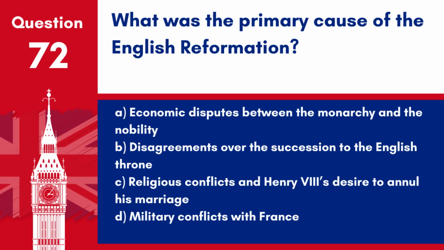Question 72. What was the primary cause of the English Reformation? A. Economic disputes between the monarchy and the nobility. B. Disagreements over the succession to the English throne. C. Religious conflicts and Henry VIII's desire to annul his marriage. D. Military conflicts with France.